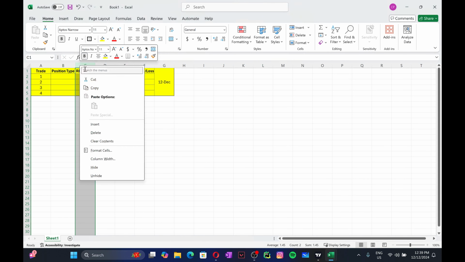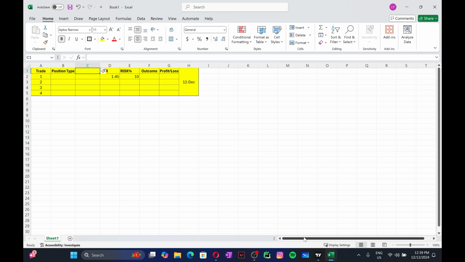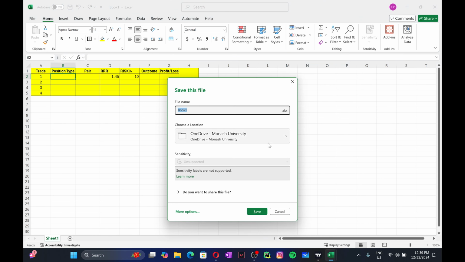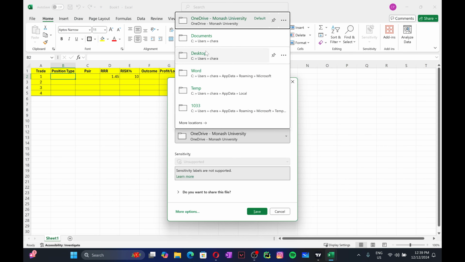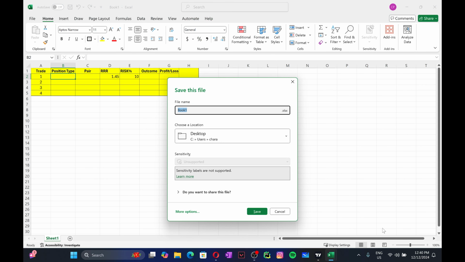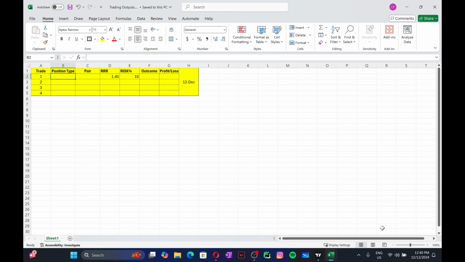Alright, and also I want to add one more called pair. Okay, well, I think that's a better way of saving all the data. I'm gonna call this trading outputs. Okay, so the position type again, I want to call this data 12 12 2024. So this is when I created this.